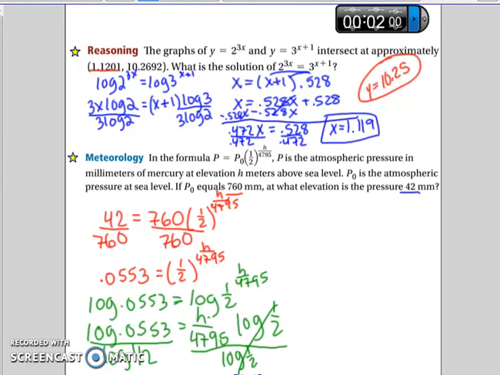Okay, so that's gone. And then again, we'll use a calculator to do log of 0.0553 divided by log of 1/2. So what we end up with is 4.1775, and that's equal to h over 4795. So now what we're trying to do is just get h by itself. So we're going to multiply both sides by 4795. So then we end up with h, and h is equal to 20,031.3 meters.